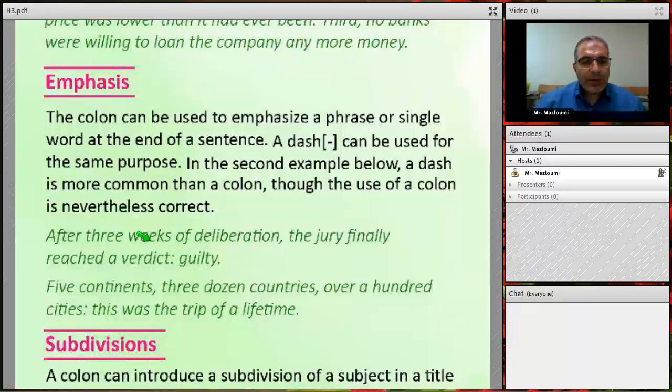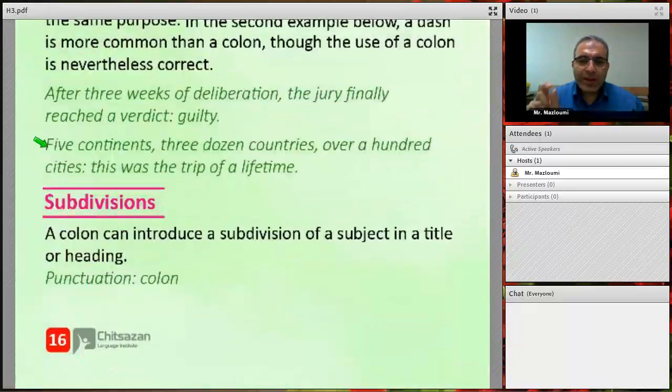So, after 3 weeks of deliberation, the jury finally reached a verdict. So what was that verdict? Colon, guilty, full stop. So we want to emphasize this word, guilty, here. So before that, we have used a colon. So colon, guilty, or dash, guilty.